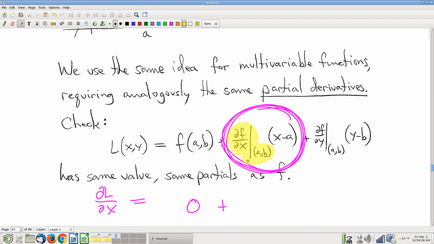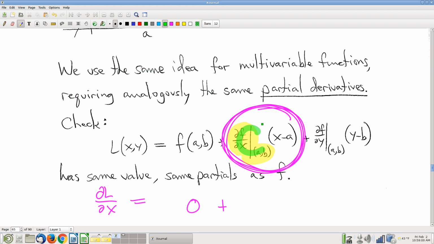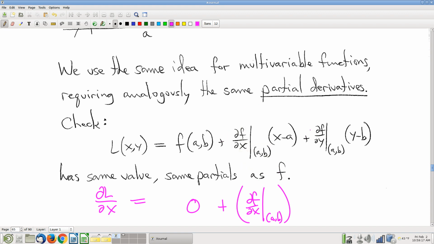So when I'm taking the partial with respect to x of this term, this is constant times x minus a. And what is the partial with respect to x? Taking the x partial of constant times x. Any theories? It's that constant. That's right. Absolutely. So we get whatever that constant is, and the constant in this case is the partial of f with respect to x at a comma b.